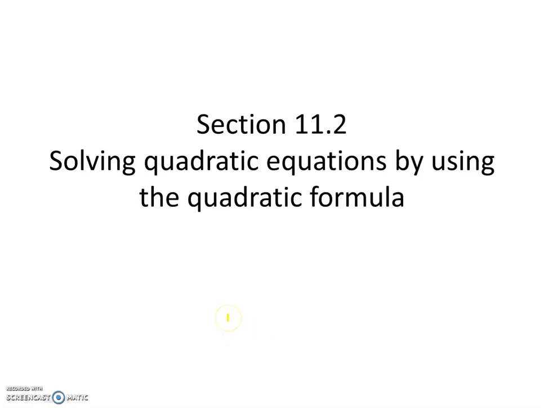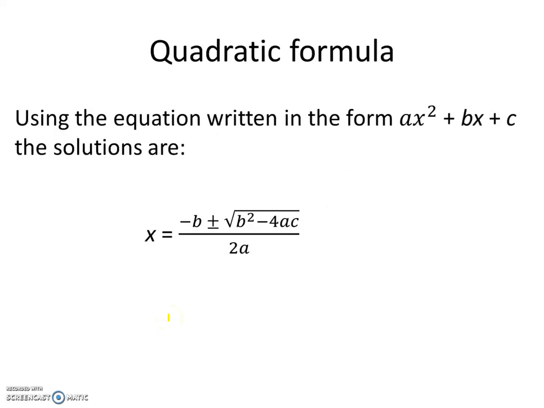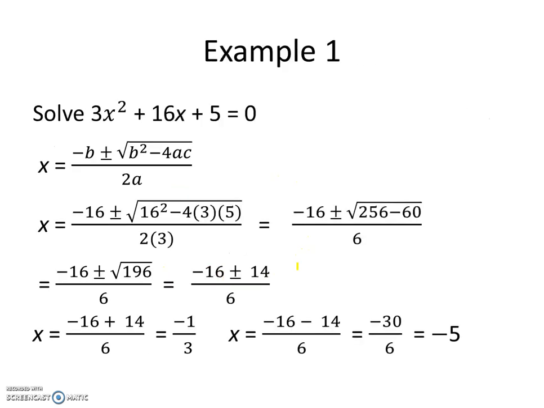Today we're going to be looking at section 11.2, solving quadratic equations by using the quadratic formula. The quadratic formula, using the equation written in the form ax squared plus bx plus c, the solutions are x equals negative b plus or minus the square root of b squared minus 4 times a times c, all divided by 2a. So that is the quadratic formula.